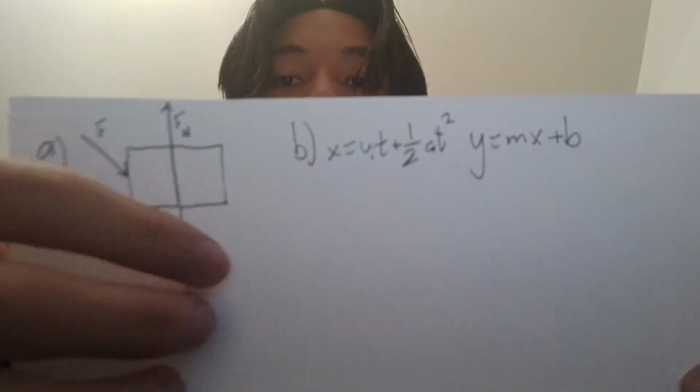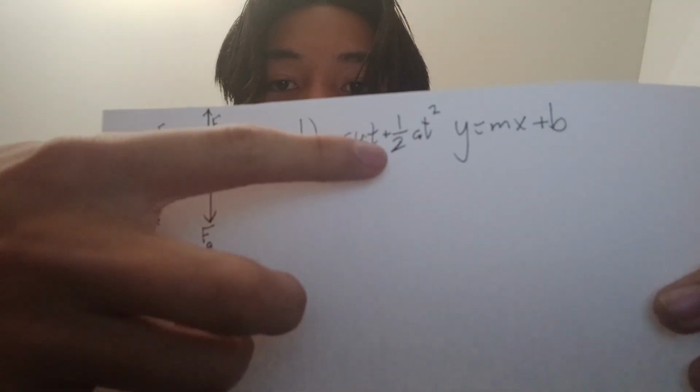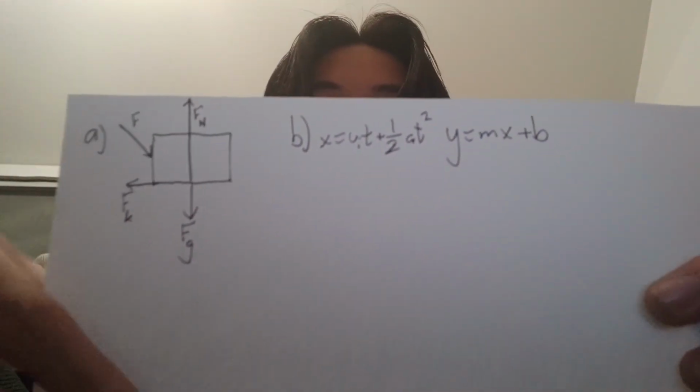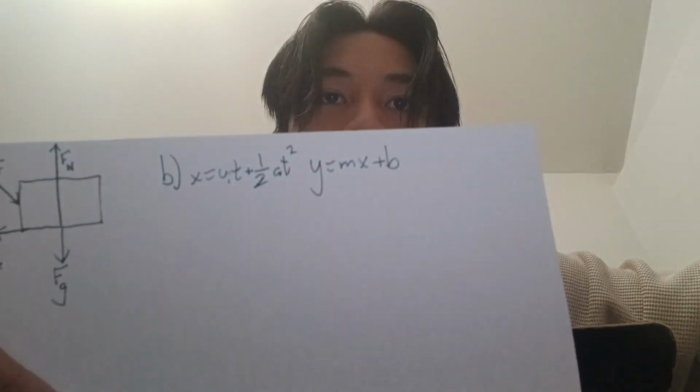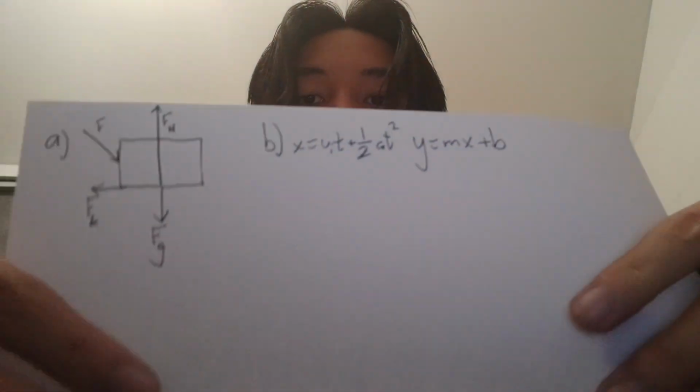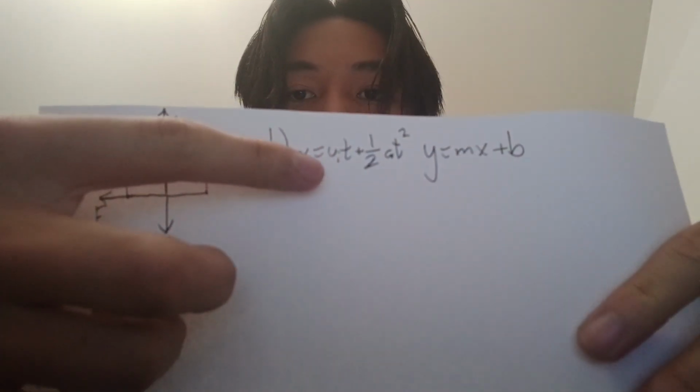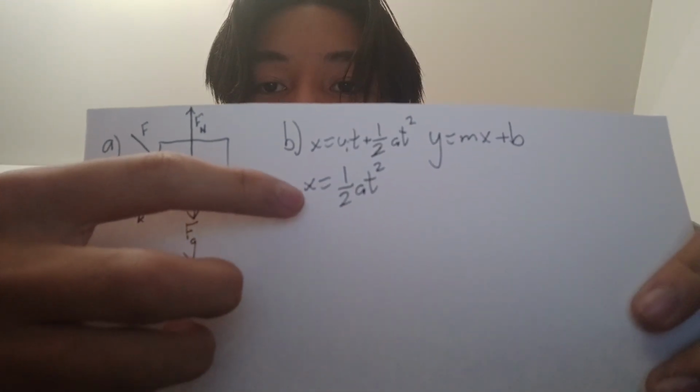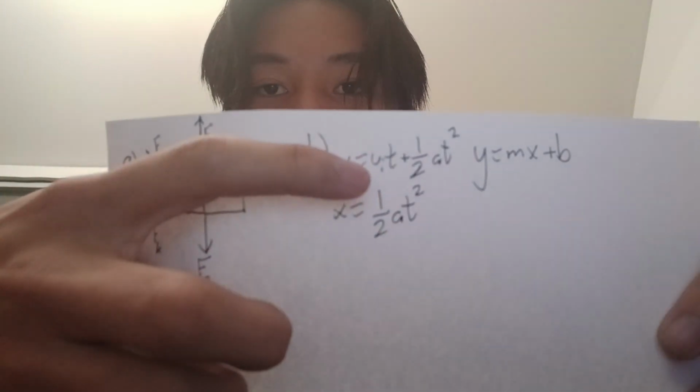But with displacement equations, it's not that. The displacement equation looks like this: x equals v_i t plus 1/2 a t squared, right? Now, because we are told that the box is initially at rest, we can just set v_i equal to 0, so that entire part just gets deleted. And so for this situation, the equation would be x equals 1/2 a t squared, because again, there's no initial velocity.